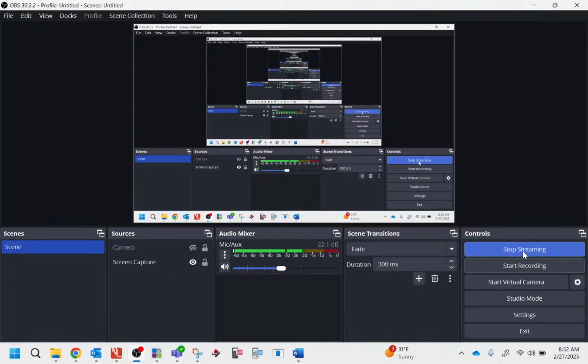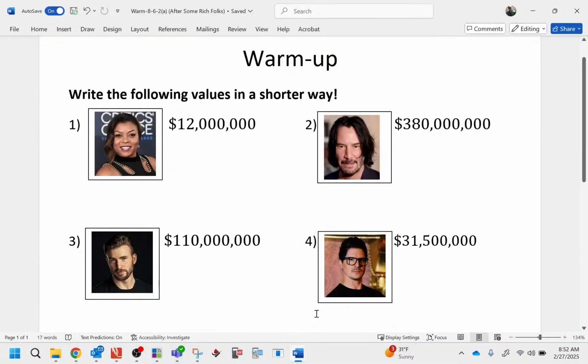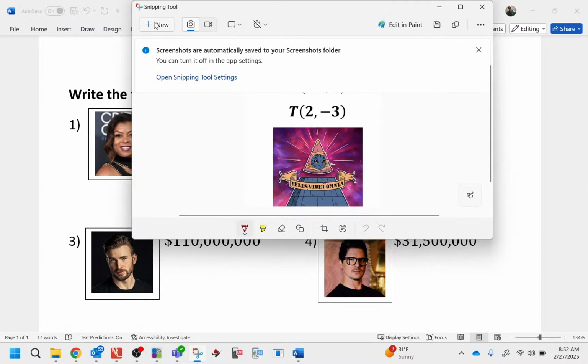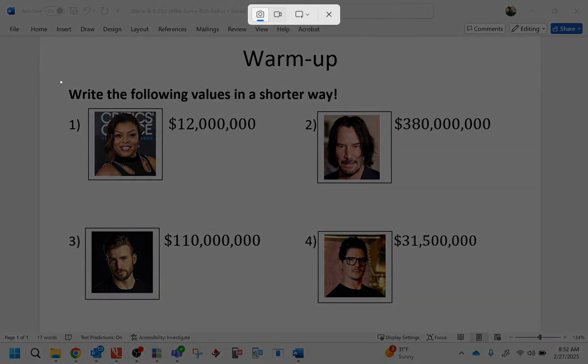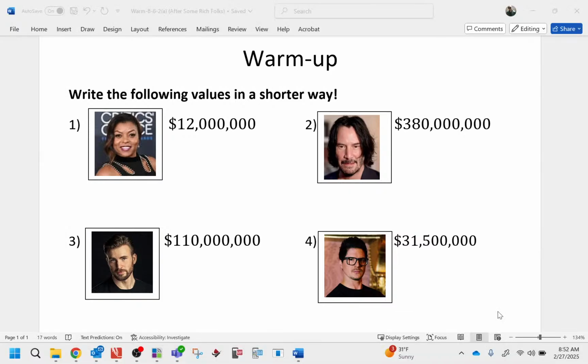Alrighty, everybody at home, here we go. Here is your warm-up. Write the following values in a shorter way. If you can remember, write it in the shorter way. That would be super awesome. Give it a try. You're going to pause because we're ready to go. Here we go in 5, 4, 3, 2, 1.